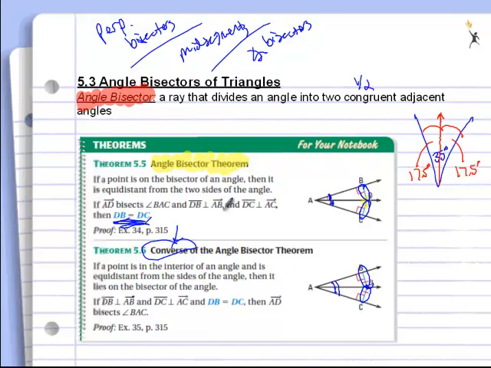Okay? Here we're going from an angle bisected to equidistant from both sides. Here we're going from equidistant to the angle bisector. Okay? They're just backwards. That's all. Not a real hard concept to understand either.